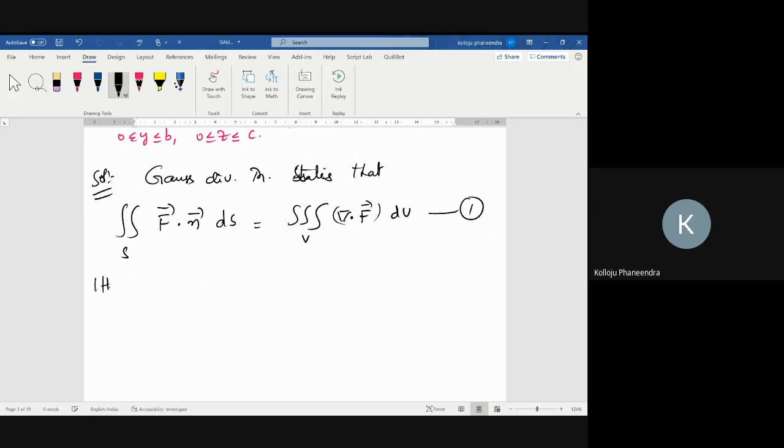So let me take the LHS first. LHS is the evaluation of the double integral over S of f bar dot n bar dS. Is the voice clear? Yes?